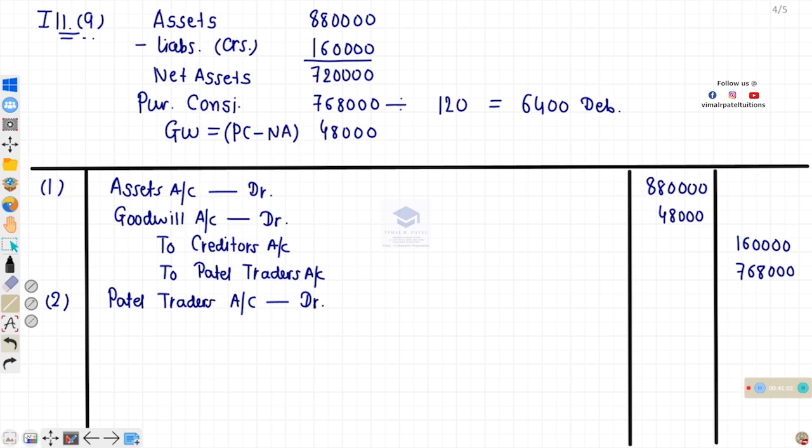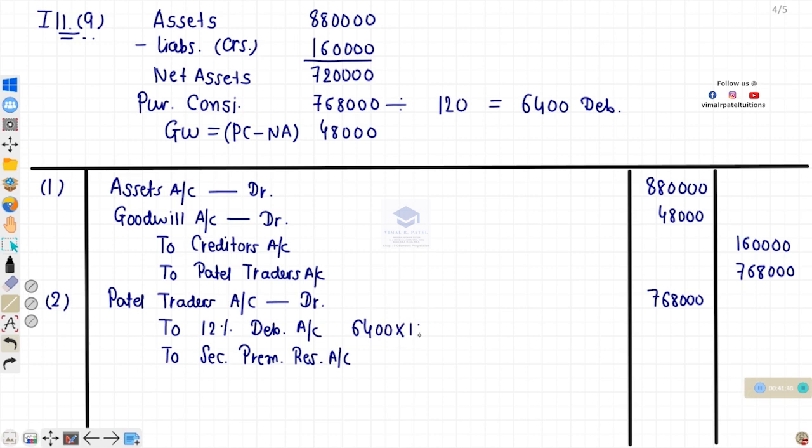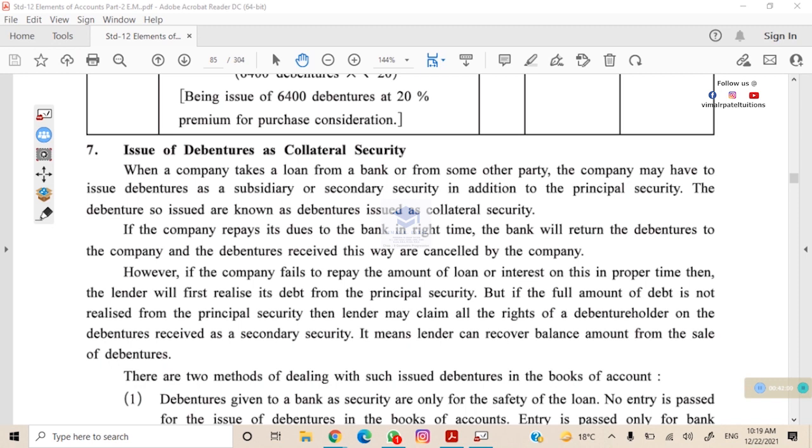So Patel Traders account debited to 12 percent debenture, to security premium reserve. Total amount payable is 7,68,000. 6,400 × 100 is 6,40,000, and 6,400 × 20 rupees premium is 1,28,000. Then issue of debenture as collateral security.